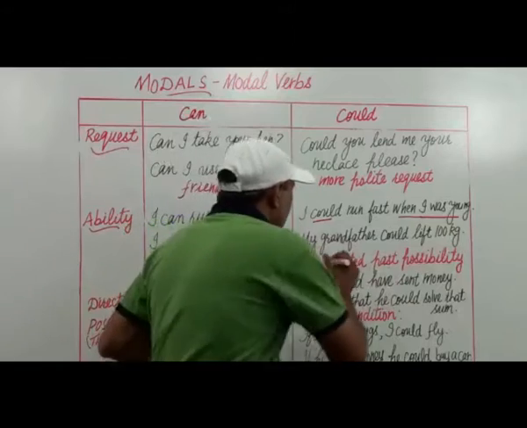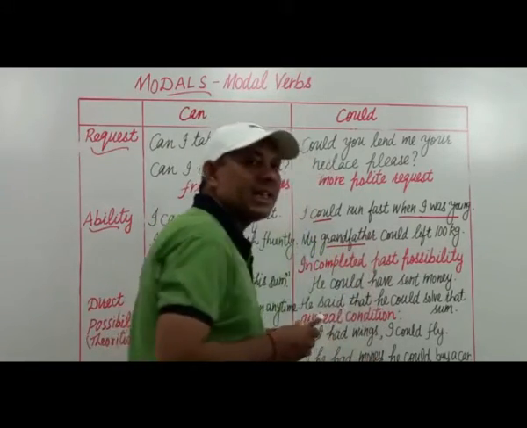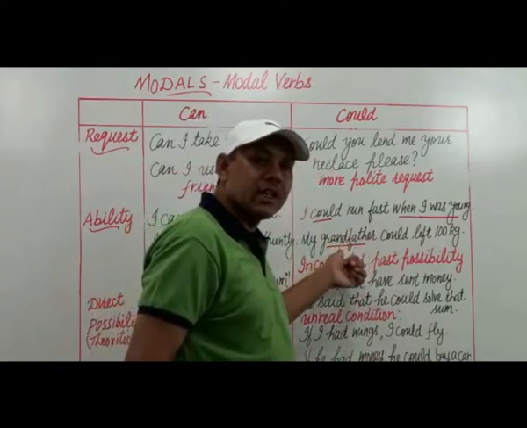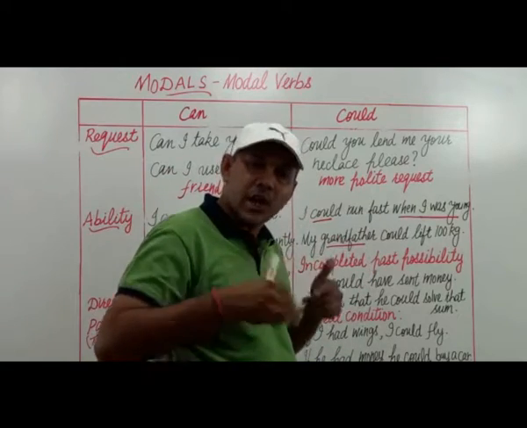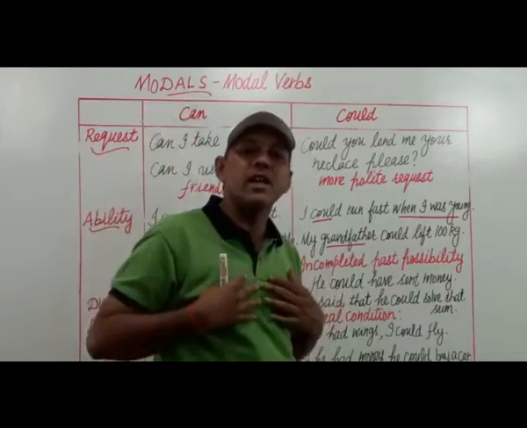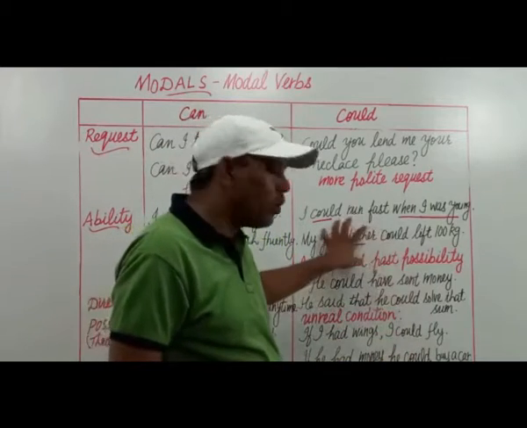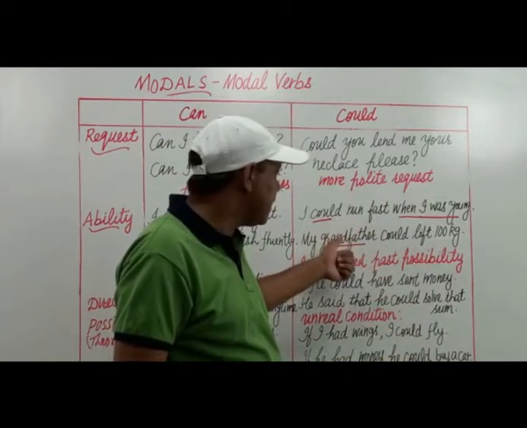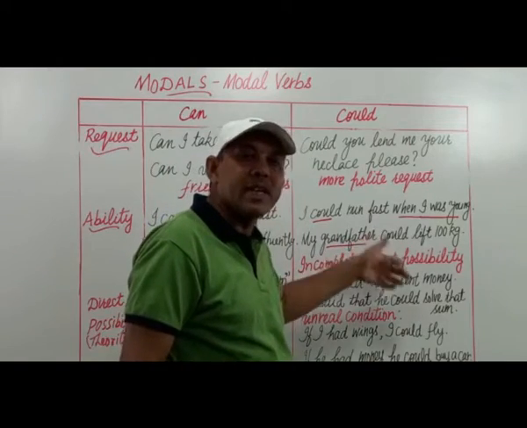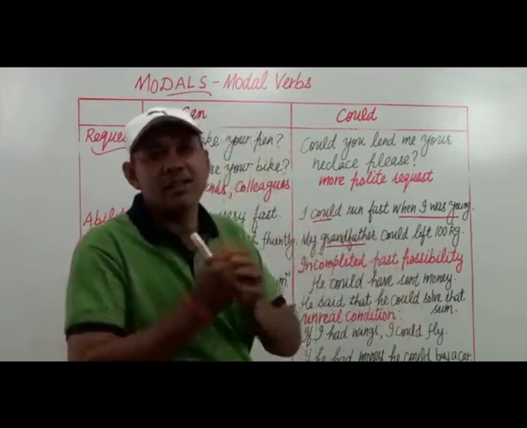My grandfather. Here the subject itself gives the clue. I am 40 years old, and if I say my grandfather, it means he is about 80 or 90 years old. He is an old person, old man. It means here the ability mentioned is the ability of the past.